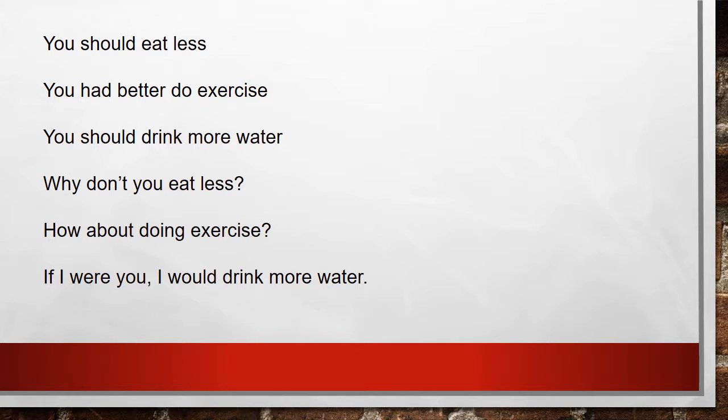So your sentences, if you did them, should look something like this. First three are very basic ones, with should and had better. You should eat less, you had better do exercise, you should drink more water. And the last three, well, I use questions and I use would. Why don't you eat less? How about doing exercise?